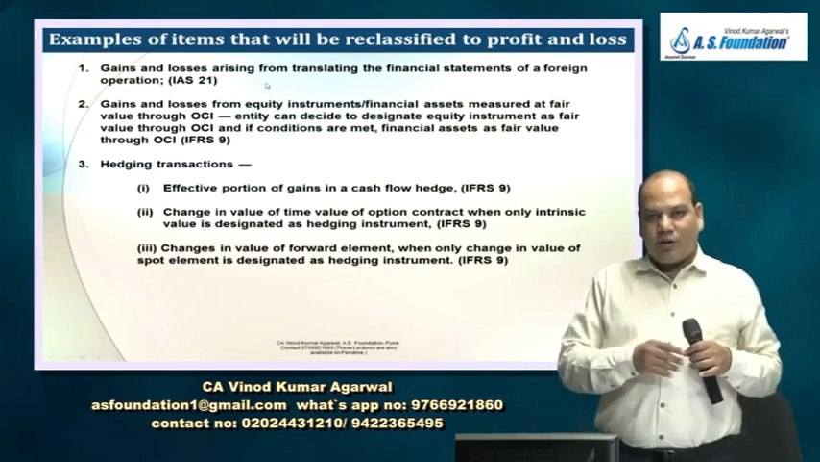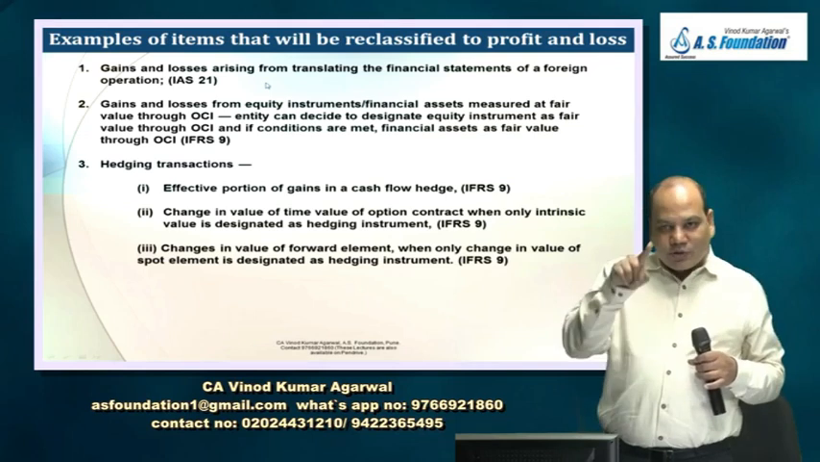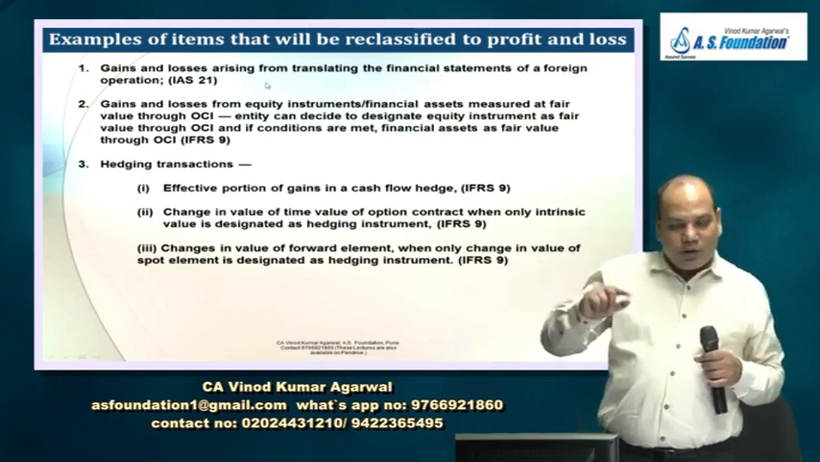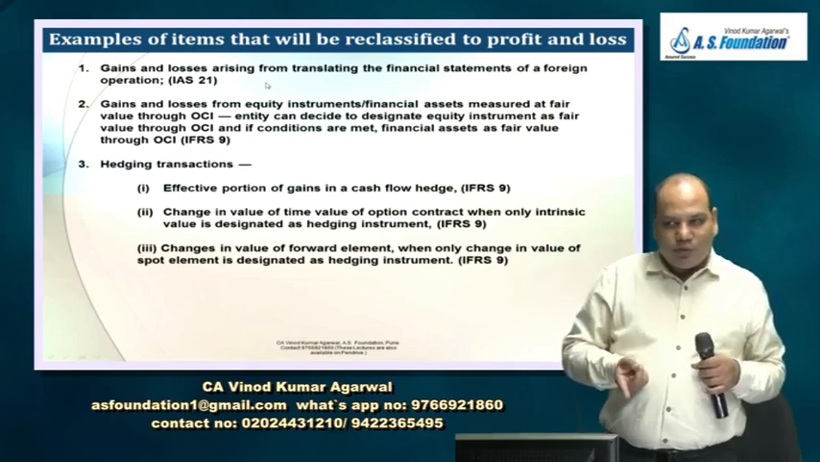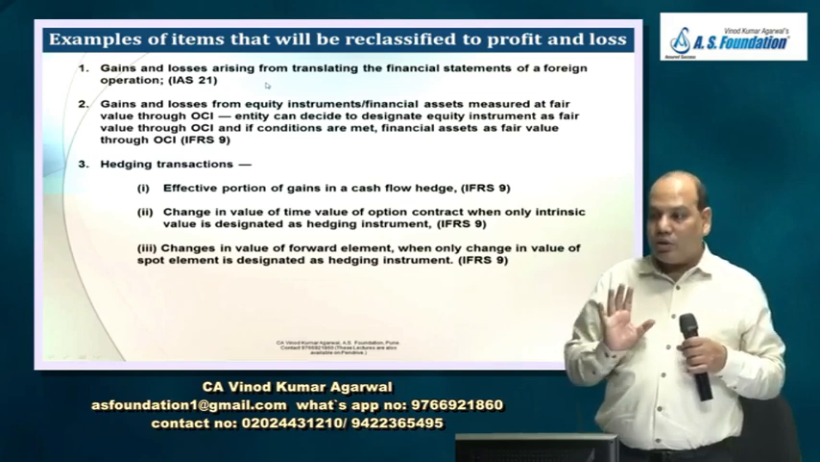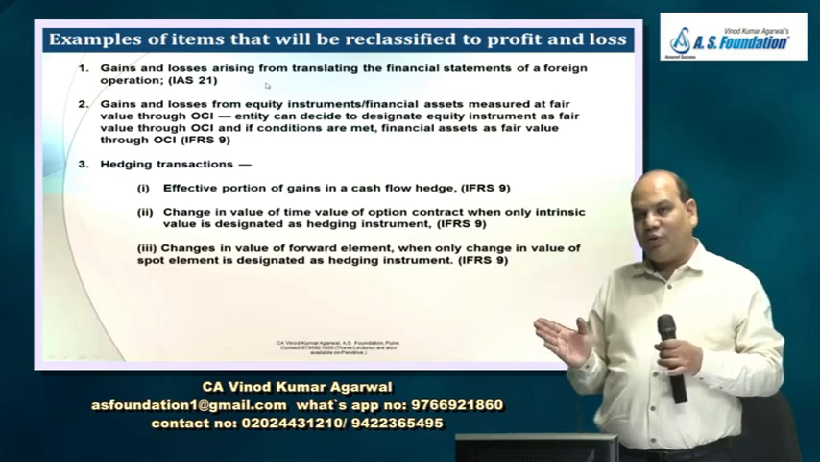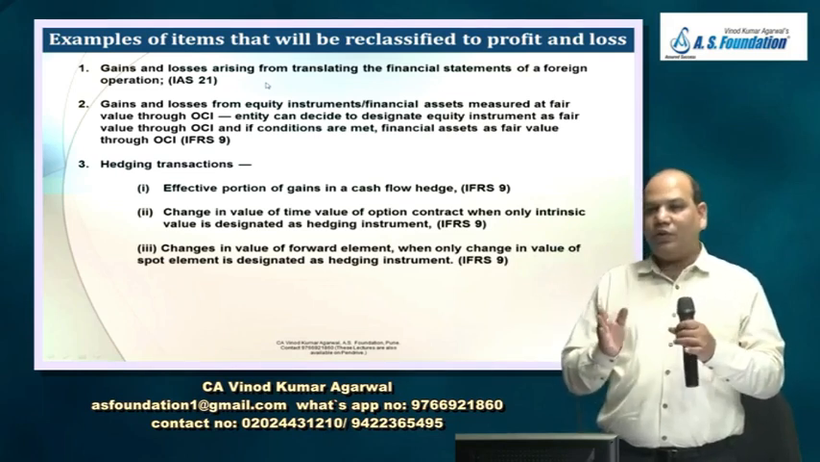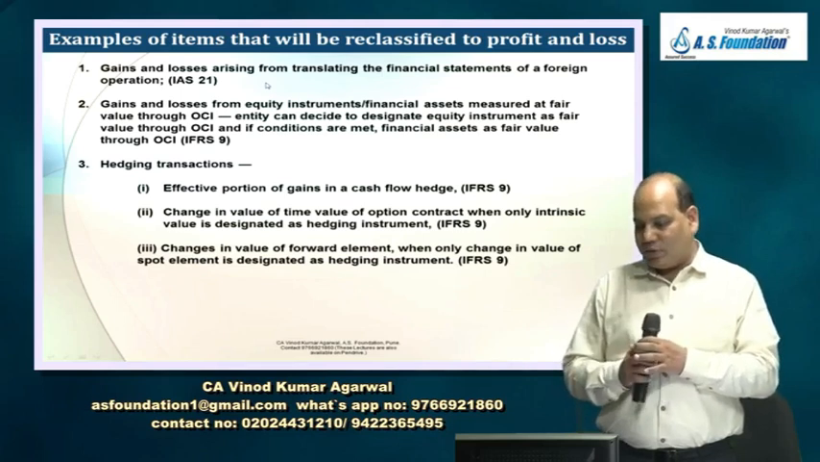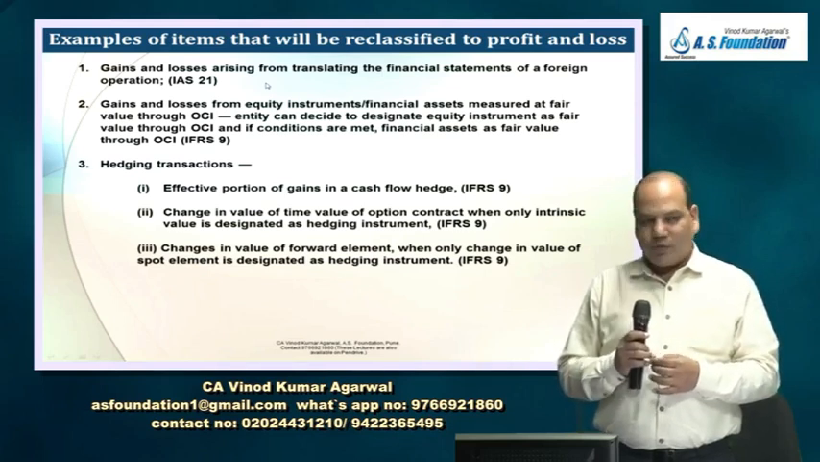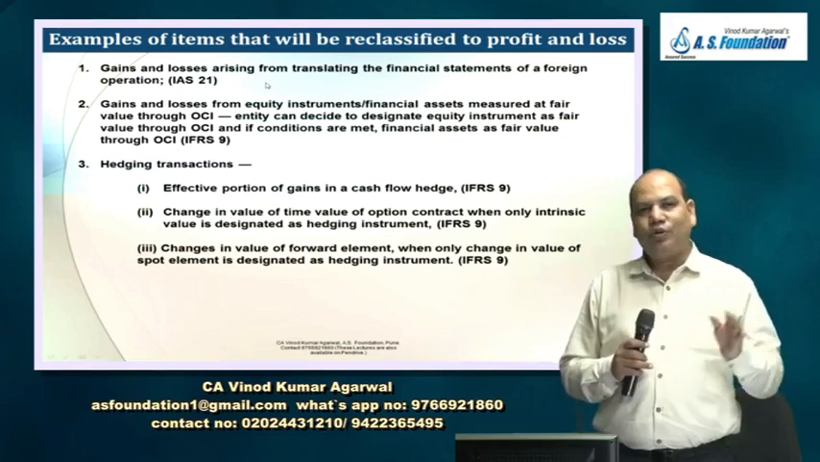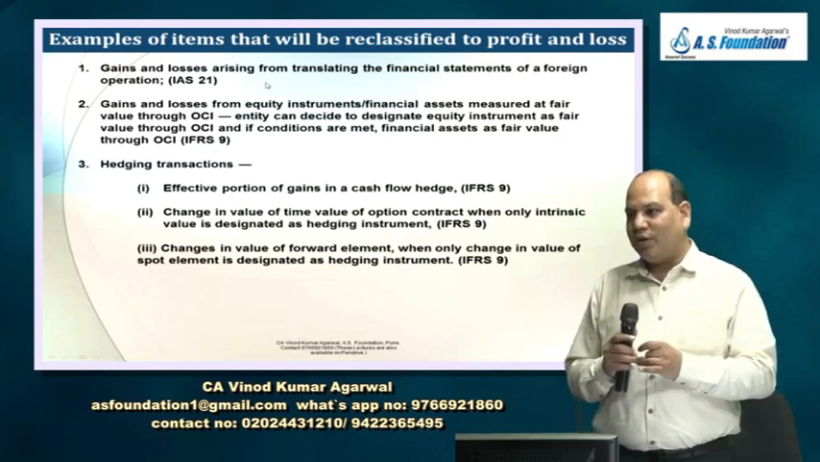Whenever we are reading the standard, you have to keep a mark. This item will go to OCI, and then you have to also mark whether it is going to be reclassified into P&L account or not. So this care you have to take, because that will be a possible question in the exam. Write 5 examples of items that will not be reclassified to profit and loss, or will be reclassified to profit and loss, or out of 4 items, which is the odd one out.